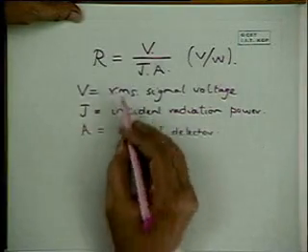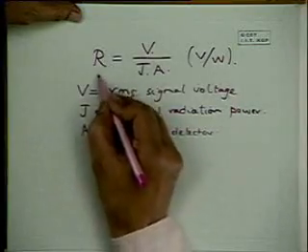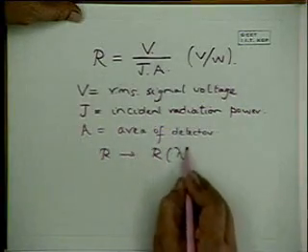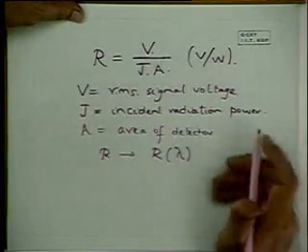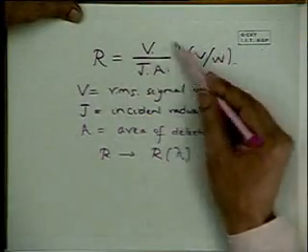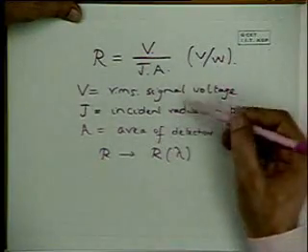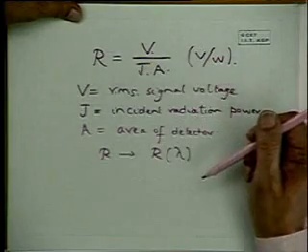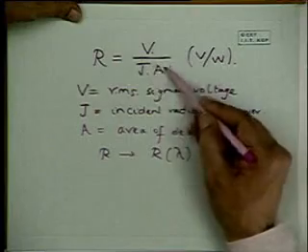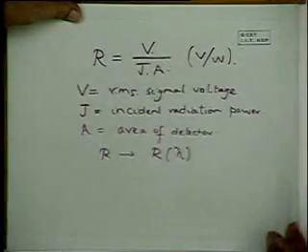Notice that this responsivity will be wavelength dependent, and so we often write R as R lambda. And so this responsivity is so many volts per watt. And the higher the responsivity, obviously, the more sensitive is the detector. Here, notice that the area is coming into the denominator.